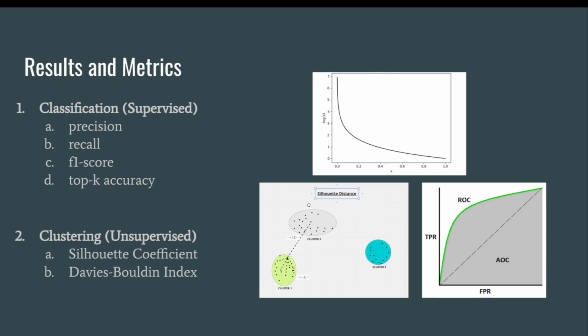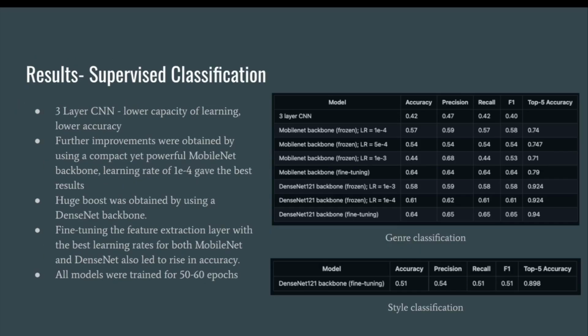For the classification task, we use a combination of F1 score, ROC-AUC curve, and top K accuracy to evaluate model performance and compare different models. Since we do not have access to ground truth cluster labels, we will be using internal measures such as silhouette coefficient and Davies-Bouldin index to evaluate our clustering algorithms. See the metrics for different backbone architectures and learning rates.